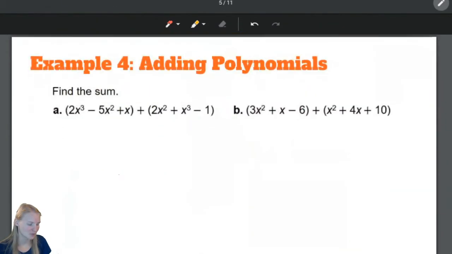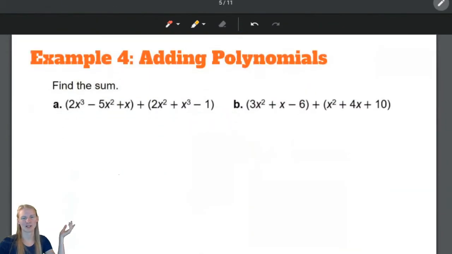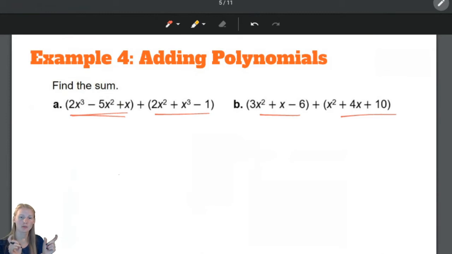Now, let's move on to adding polynomials. This is the first of two things we're supposed to learn today, adding polynomials and subtracting polynomials. Now, when you add polynomials, the first thing you want to do is write them in standard form. And I will show you why, but first, let's write them in standard form. So this one, this one, this one, this one. Every polynomial needs to be written in standard form.